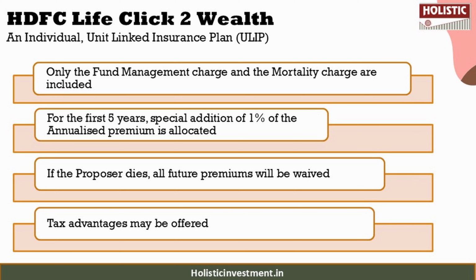And for the first 5 years, a special addition of 1% of the annualized premium is allocated to your fund, and if the proposer dies, all future premiums will be waived and your fund will remain invested. So tax advantages may also be offered depending on the prevailing tax laws. So these are some of the key features of the policy, and there are benefits like maturity benefit and death benefit, and also it has 17 fund options for you to choose from based on your risk appetite.